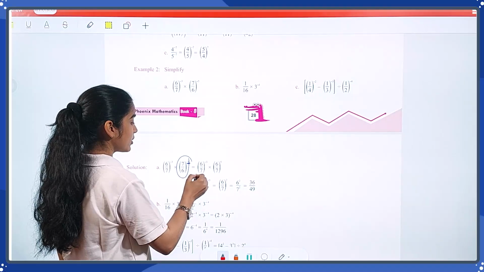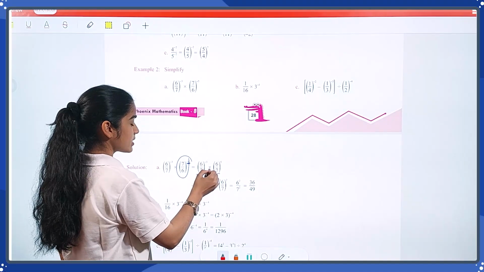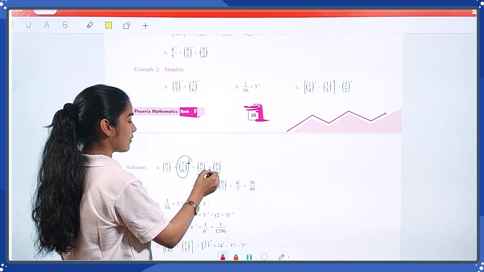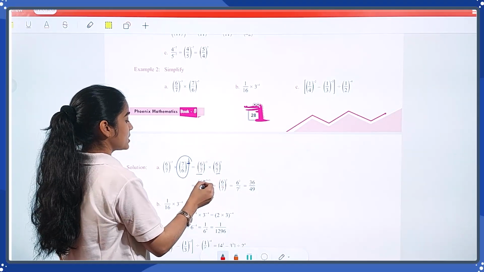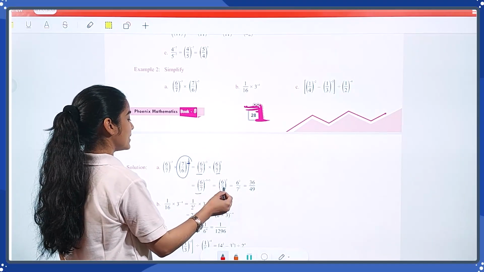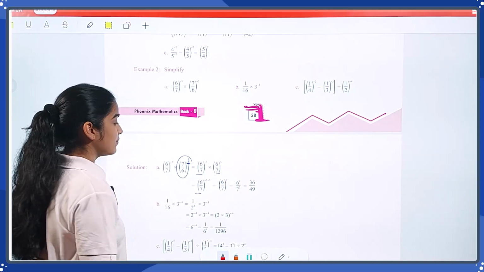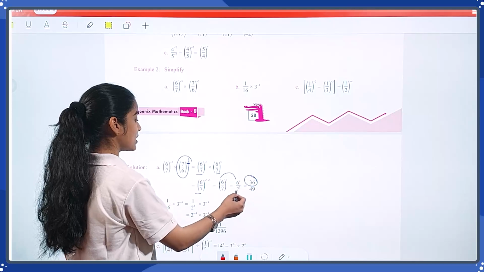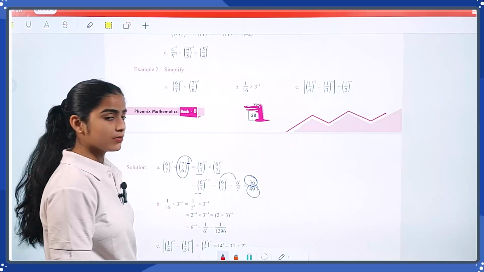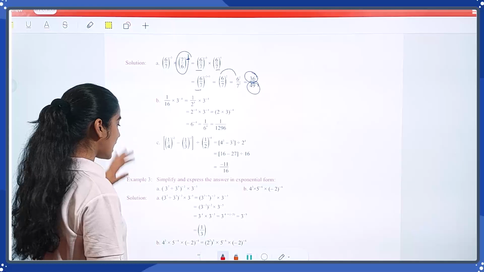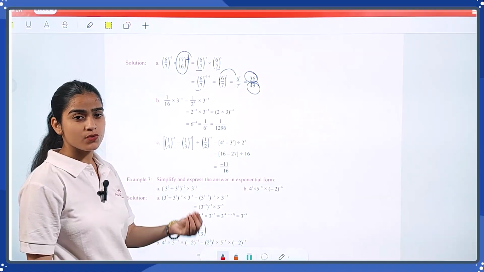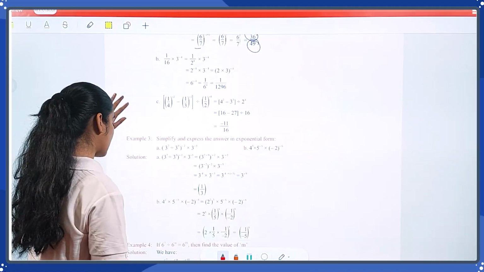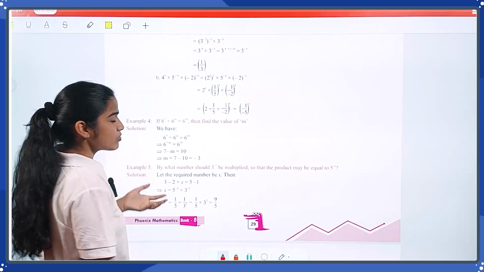Now you can simply take your common bases here. There is a sign of multiplication, which means we have to add these values together. Minus 3 plus 5, your answer will be 6 by 7 raised to the power 2. Further, when you expand these numbers, 6 multiplied by 6 is 36, 7 multiplied by 7 is 49. So here is your end result. In that way, you have to apply the laws which we learned at the start of the chapter over these questions, and you simply get your answer.